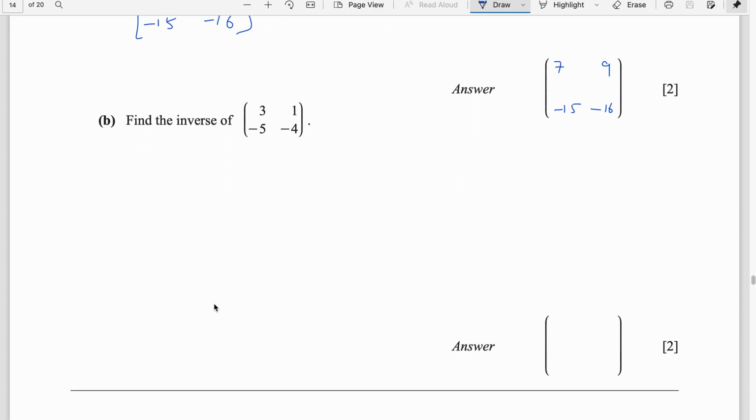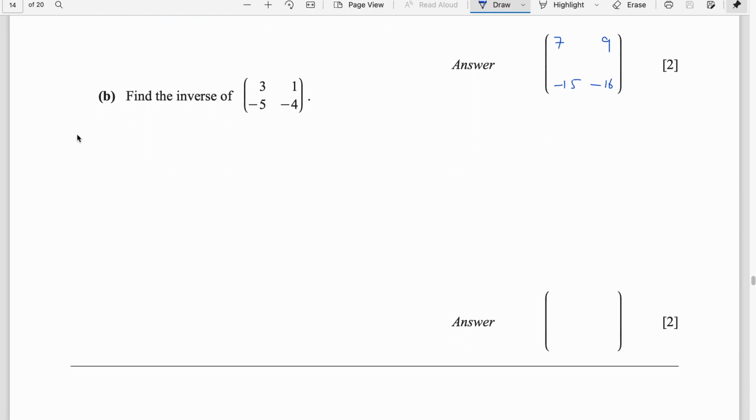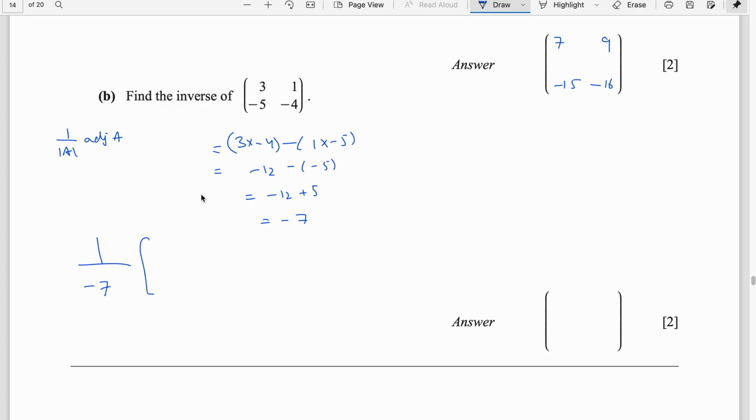Find the inverse of this given matrix. So inverse is, first of all, 1 over determinant. Let me name it A, into adjoint of A. So determinant is this into this, minus this into this. -12 minus -5 is -12 + 5, which is -7. So we have the determinant, 1 over determinant into adjoint. Adjoint is place change and sign change.